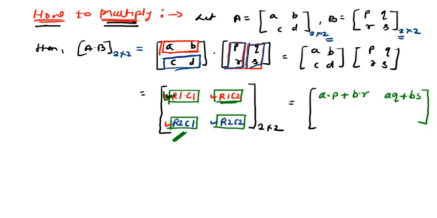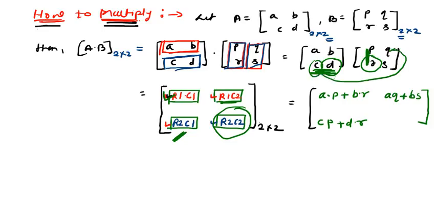Now again, second row and first column. Component-wise multiplication will be there. This will be C into P plus the second component of the second row and second component of the first column, so this will be D into R. Then again the second row, now second row and second column. So again the first component with the first component of the second column. So this will be C into Q plus D into S.